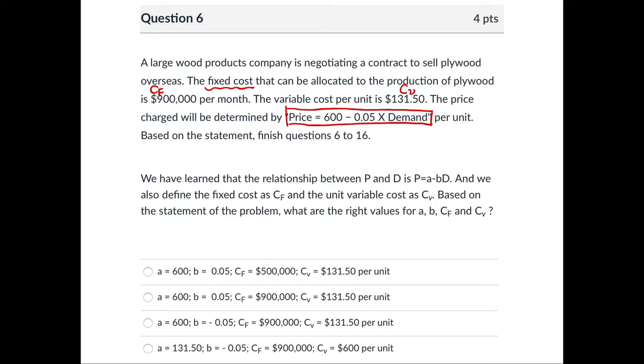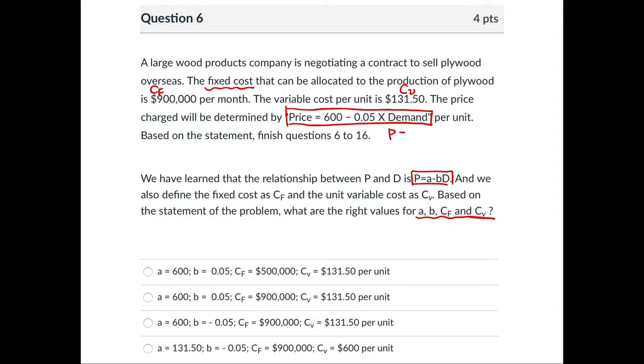Okay, so we have learned that the relationship between P and D is P equals A minus BD. Okay, that's the equation we know. And we also define the fixed cost as C capital F and the unit variable cost as C lowercase v. So based on the statement of the problem, what are the right values for A, B, C capital F, and C lowercase v?